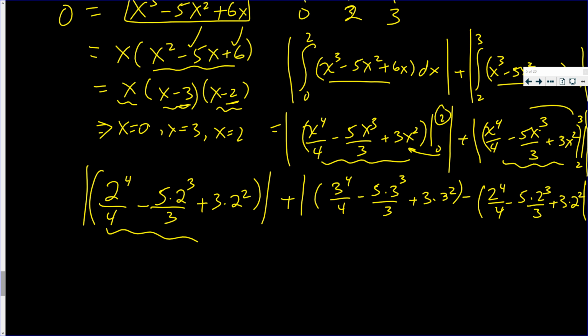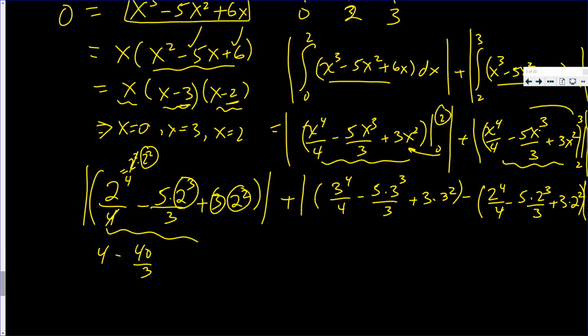Absolute value. Okay, now this here is 2 squared times 2 squared. 4 over 4 goes. So we just have 2 squared, or 4. This is 8 times 5 is 40 over 3. This is 3 times 4, which is 12. In case we need it, absolute values.